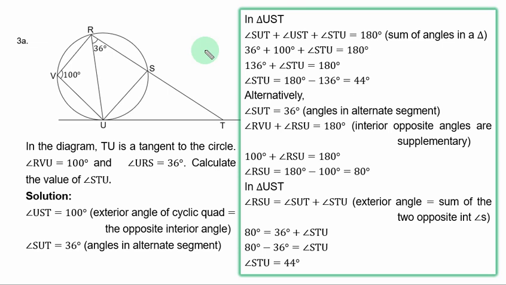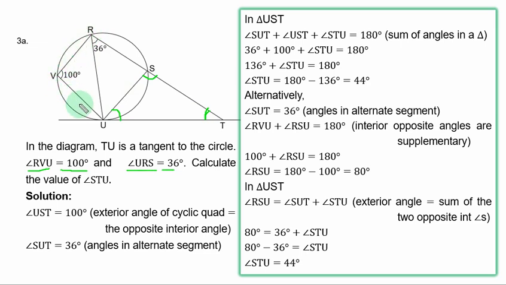Question 3a. In the diagram, TU is a tangent to the circle. Angle RVS is equal to 100 degrees and angle URS equal to 36 degrees. Calculate the value of angle STU. That is this angle. Now, in triangle UST, if you are able to get this angle and get this angle, it becomes very easy to get this angle.